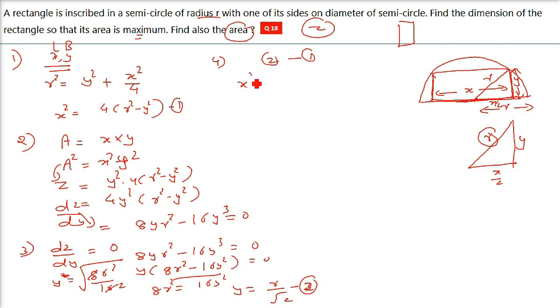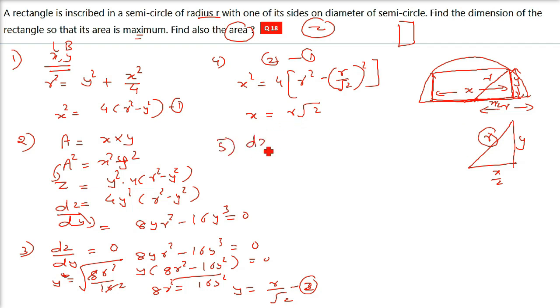So we need the proper value of them in terms of the given value, which is small r. So now I am replacing y as r by root 2 in equation number 1 in order to get the value of x as well. Because the question is asking about the dimension, and the dimension of the rectangle, x and y in terms of r, is admissible only in this question.